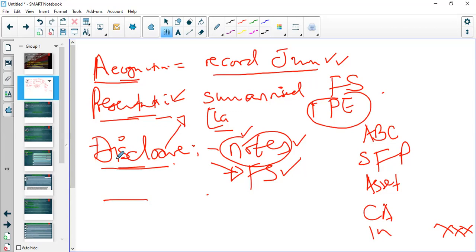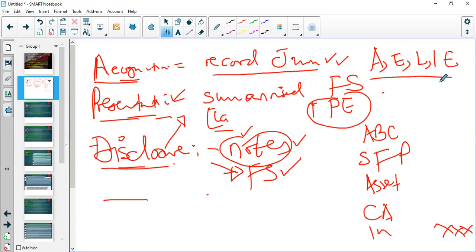And now let's go to elements. As you know, we have five elements of financial statements, which you should remember from your earlier studies. We have assets, equity, liabilities, income, and expenses.